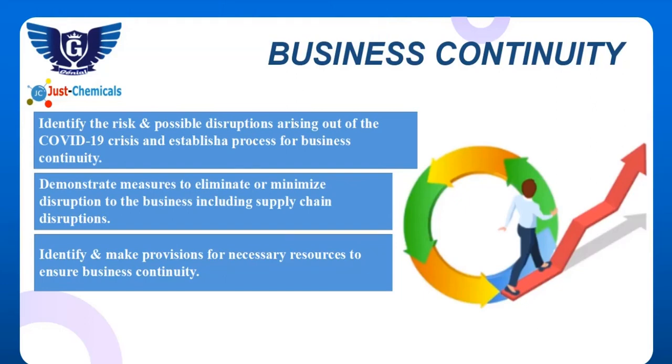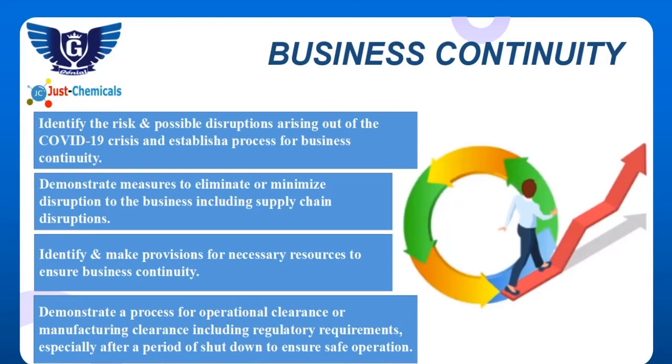Third, we need to identify and make provisions for necessary resources to ensure business continuity. Obviously, the inventory or the provisions of resources need to be there. We have to identify those resources, like first is the PPE, second is the department, as I said. So we have to have a plan to monitor these resources, and the business should continue.